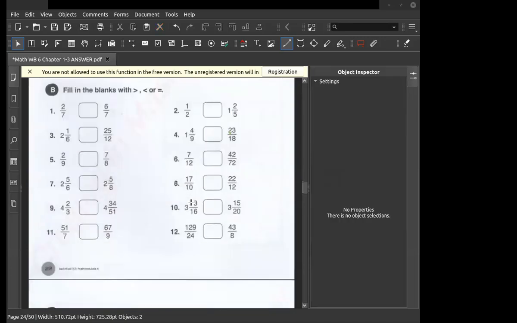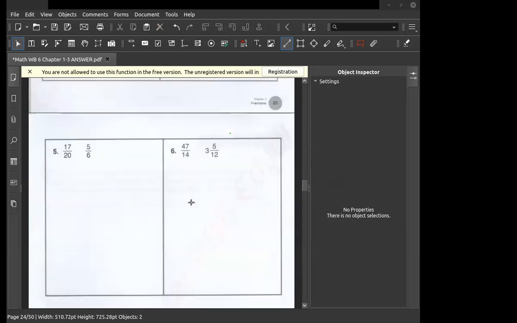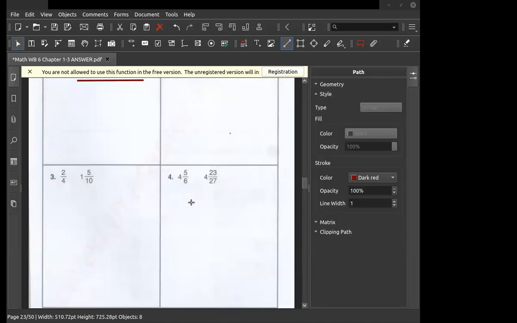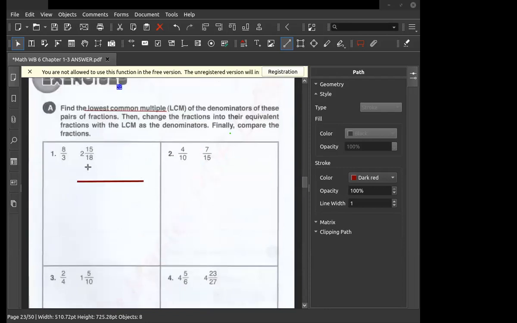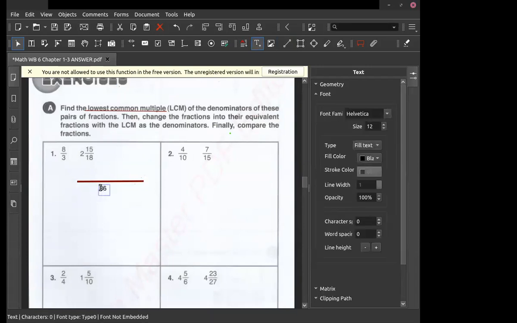This is page number 22. So I would like from you to calculate the LCM of number 1. What is the LCM on number 1? Who can tell me the LCM on number 1? 36. You say 36. Okay. So when you have the LCM of 36, so now what about this number?